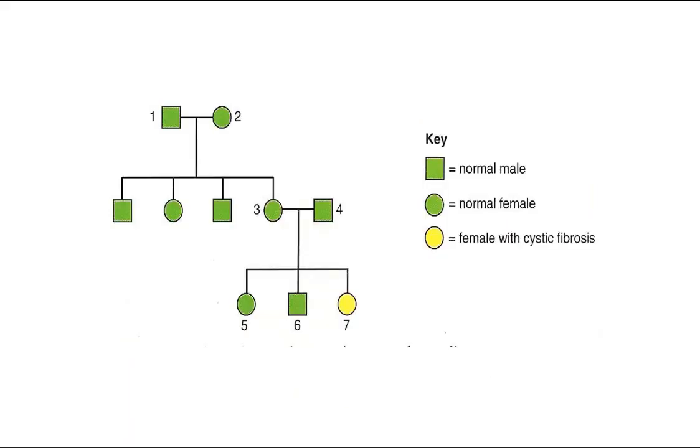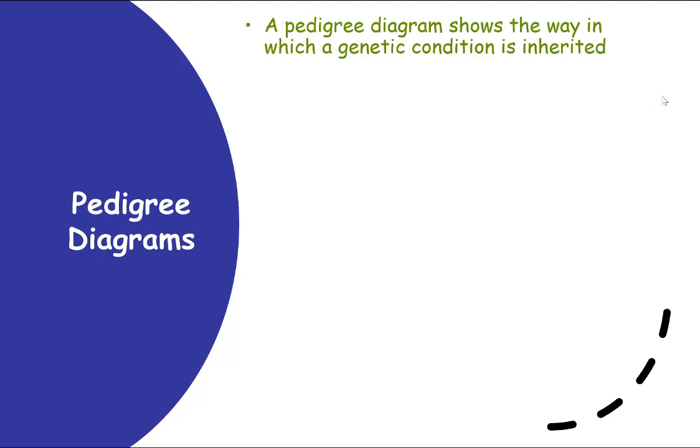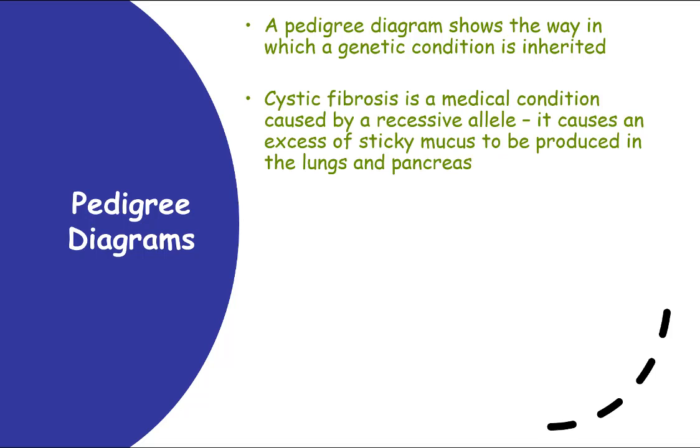The next section of this video is looking at these little charts. Now this is a pedigree diagram. A pedigree diagram shows the ways in which a genetic condition is inherited. So the example we're going to look at here is cystic fibrosis.